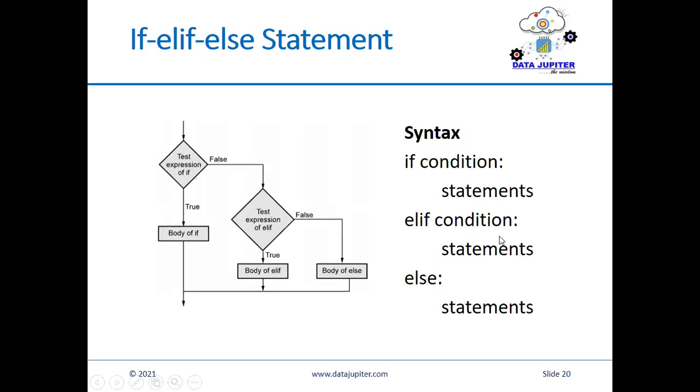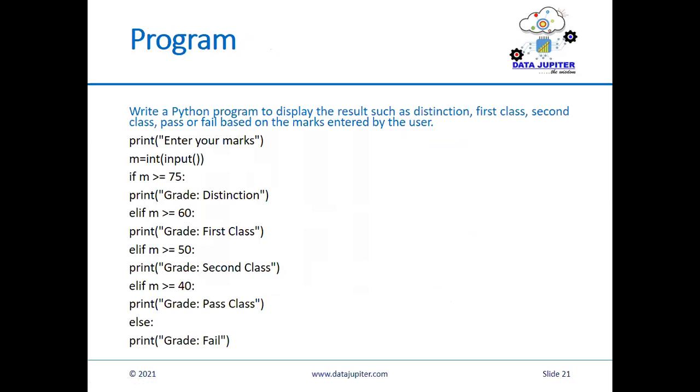So the elif condition is very important. If the if condition is false, then it will go to the elif condition, and if that is true, it will execute that statement. Or else, if the elif condition is false, then it will go to statement number 3. Unless and until a condition becomes true, it will run through the program. So here is the program.